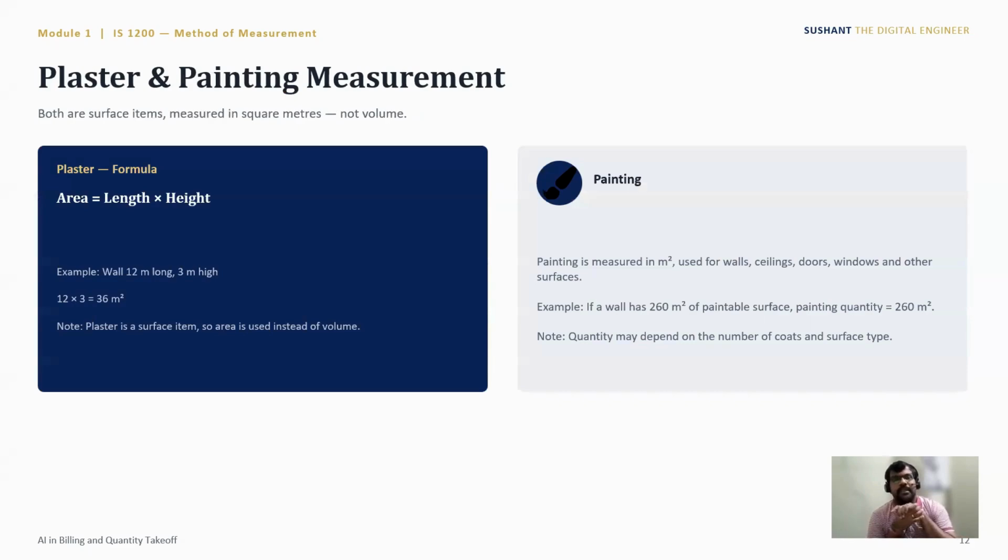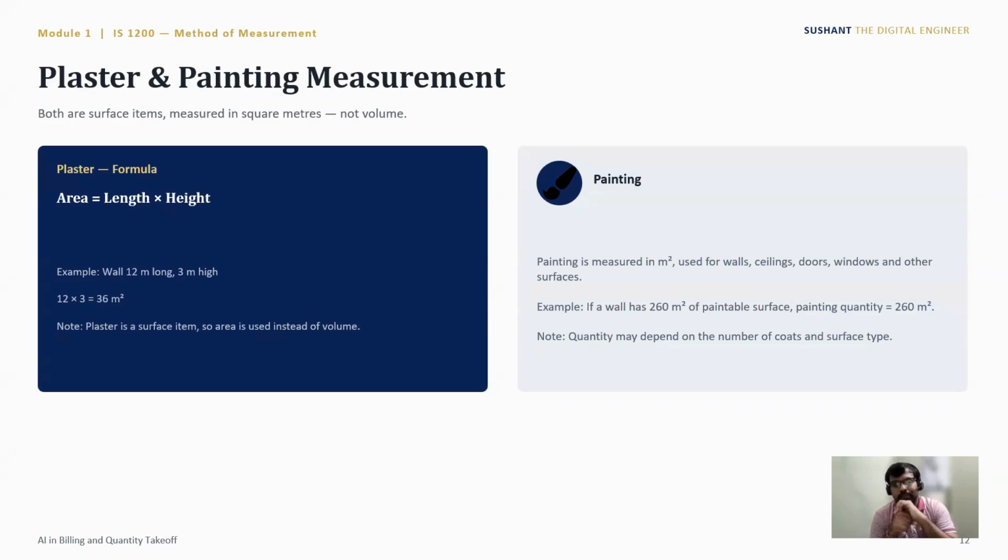Then plaster and painting measurement. Plastering and painting, both surface items, are measured in square meters, not volume. Because these items are surface items, we are painting and plastering on a surface. It is not a volumetric quantity. It is an areal quantity, measured in meter square.